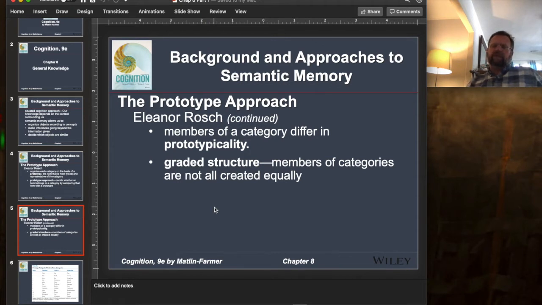Rosch argues that members of a category differ in terms of their prototypicality, how close they are to that prototype, and that there's a graded structure within categories. So when you have a specific category, there's going to be a certain amount of gradation, or if you will, changes in how much each thing in that category is just like the prototype.